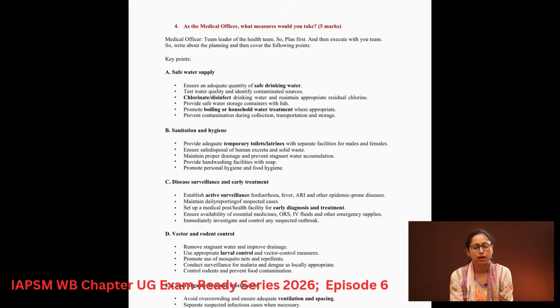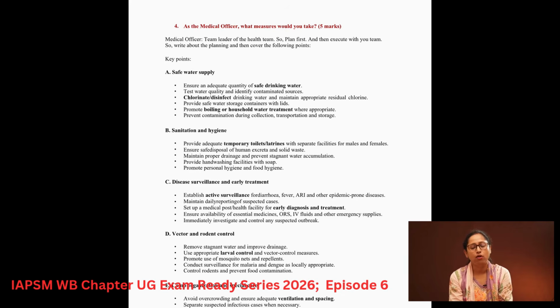Now, coming to the second point, that is sanitation and hygiene. Now, we have to see that adequate temporary toilets or latrines are provided if possible, and they should be separated for females. We need to ensure safe disposal of human excreta and solid waste, maintain proper drainage and prevent stagnant water accumulation, provide hand washing facility with soap and water, and definitely promotion of personal hygiene and food hygiene.